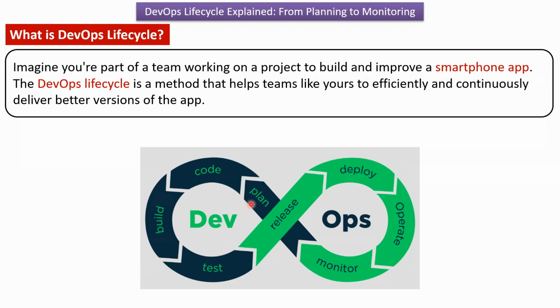Here you can see the DevOps Lifecycle. It starts with plan, code, build, test, release, deploy, operate, and monitor. Then this cycle will repeat.